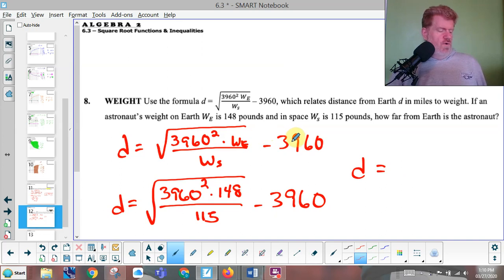It's giving me 4,492. However, I'm going to subtract off 3,960. That is 532. And we'll go 0.4. So you are 532.4 miles away from the planet Earth.